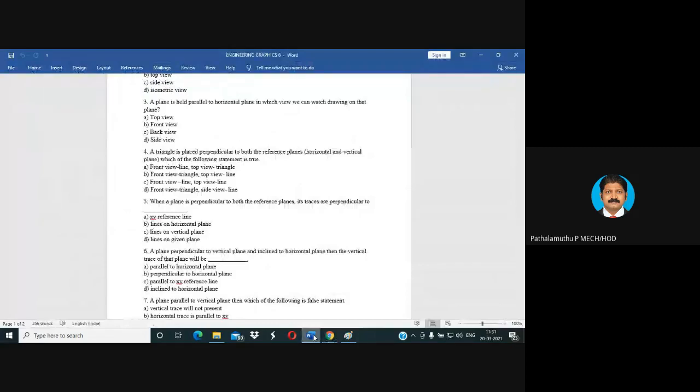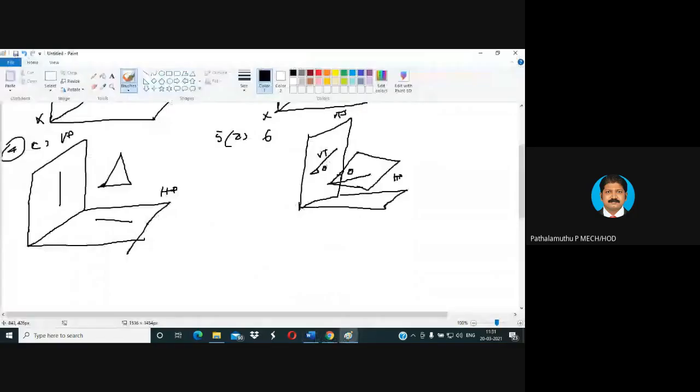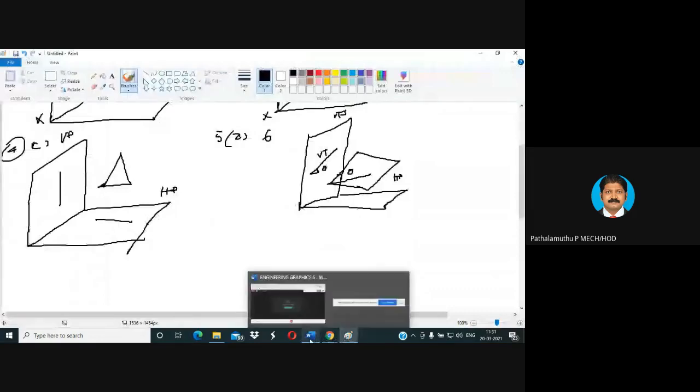Second option, perpendicular to horizontal plane. It is also wrong because it is inclined to the horizontal plane. Parallel to the XY reference line is also wrong, because it is inclined to the reference line. So inclined to horizontal plane is correct. Option D is the correct answer for the sixth question.